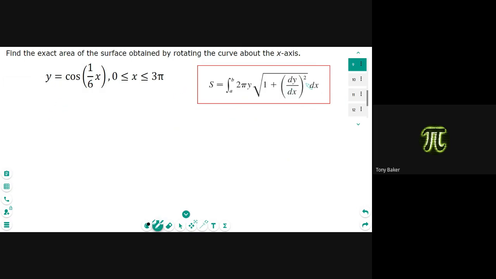All right, so what do we got? y is that. So I still have to find my dy/dx. I have to find the derivative of this. What's the derivative of cosine? Negative sine. And it's going to be 6. Remember, it's always the opposite of whatever is inside. We have to square that.